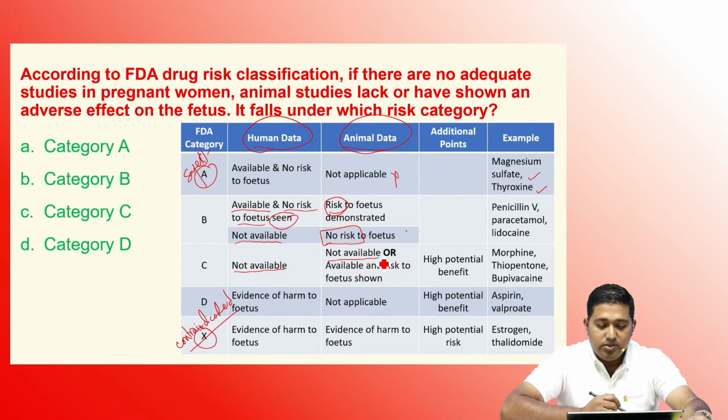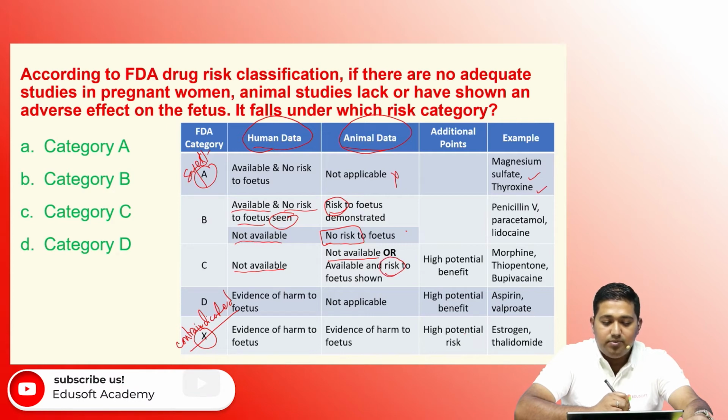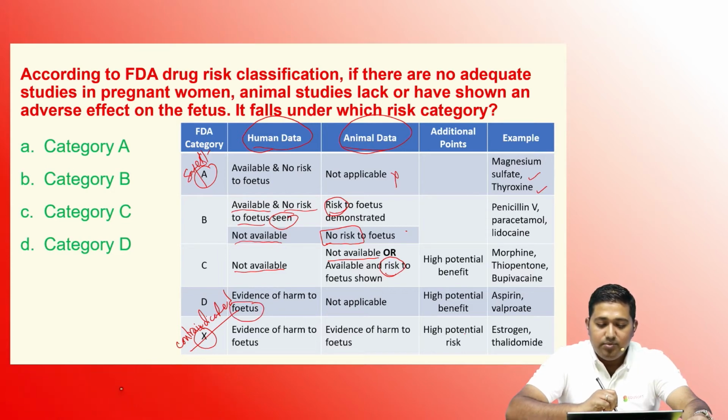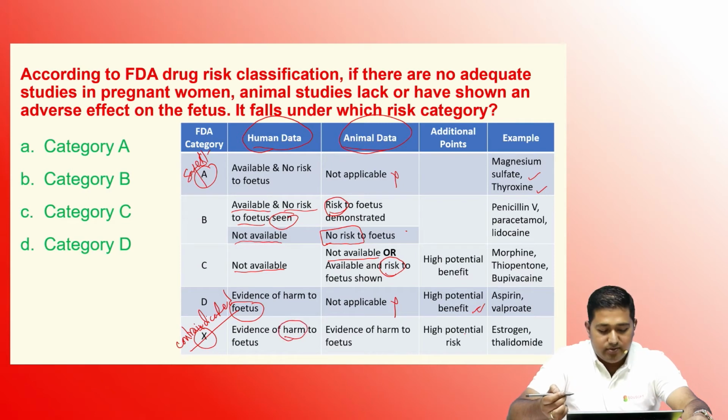If you move down the ladder to category D, there is evidence of harm to the fetus seen in the human studies. Human data is available, and once you have seen the harm in humans, you don't want to wait for the animal data. Examples of this group would be aspirin and valproate. However, you might still want to use these drugs because they have a high potential benefit to the mother. Then moving to the last category, category X: here both human studies as well as animal studies are showing harm to the fetus. Once they are showing harm and there is a high potential of risk, you don't want to use them, and they are contraindicated. The drugs in this category would be estrogen and thalidomide.